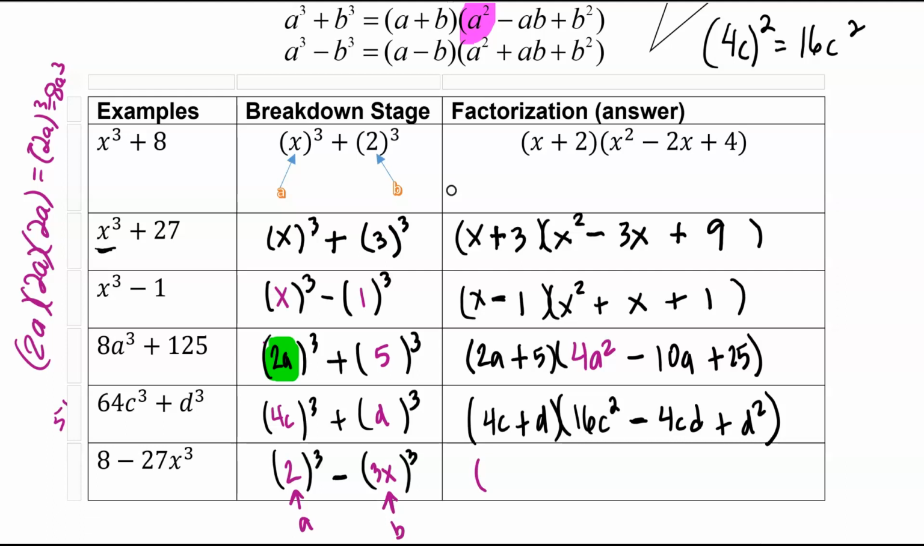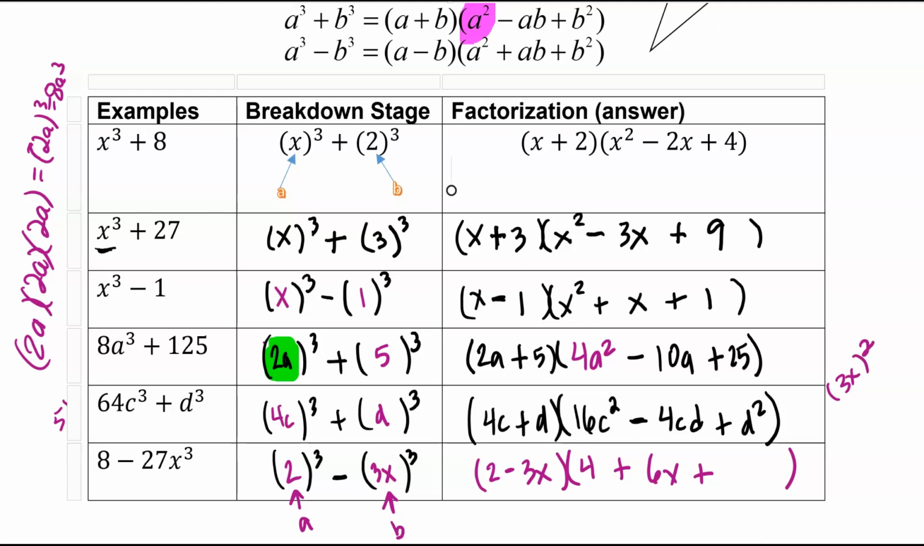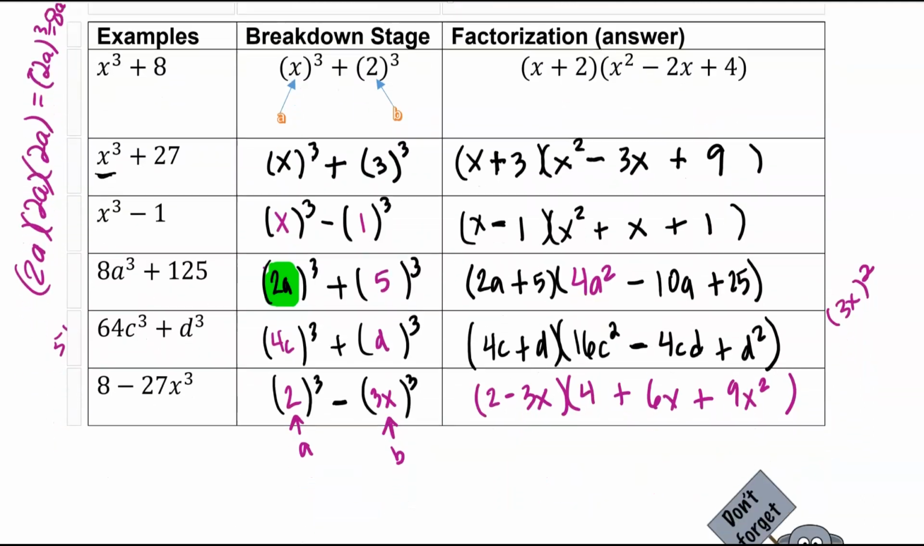So if we follow the second formula, A minus B, it would be 2 minus 3x times what would be A squared. That would be 2 squared in our case, which is 4, plus, let's multiply the A and the B together, which is 2 times 3x, which is 6x, plus B squared would be 3x squared, which would be 9x squared. And that concludes the lesson on the sum and difference of cubes.